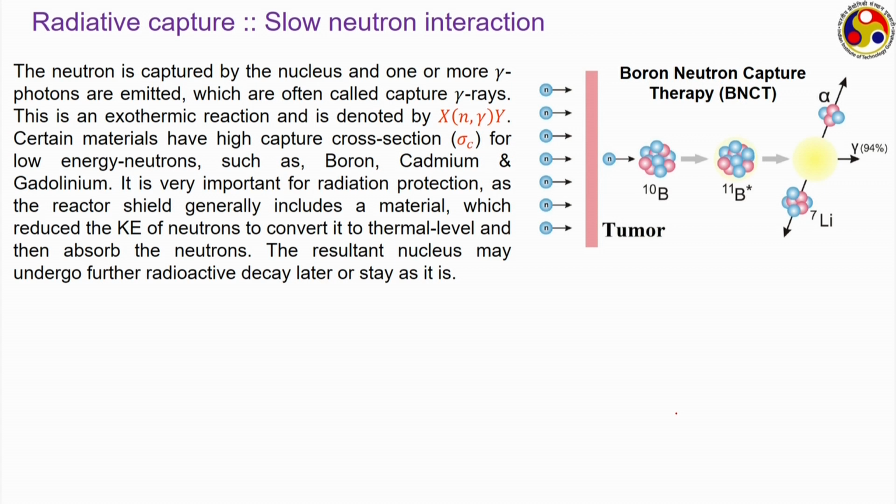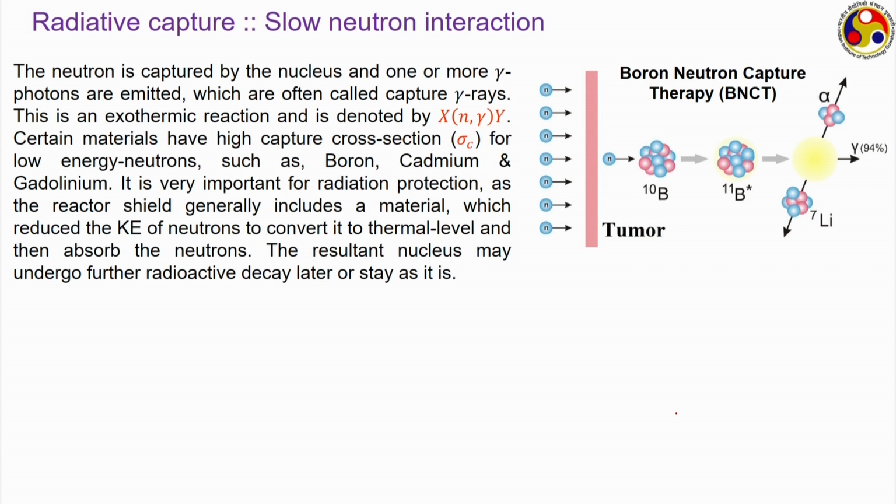Here the symbol small c is generally used to indicate the capture cross section. At low neutron energies, certain materials can have a very high capture cross section, and they are very important from the radiation protection or radiation shield building point of view. Materials such as boron, cadmium or gadolinium have a very high capture cross section for low energy neutrons. I have to mention here that any particular cross section, say the capture cross section that we are talking about here, for a given nucleus also varies with the energy of the neutron.